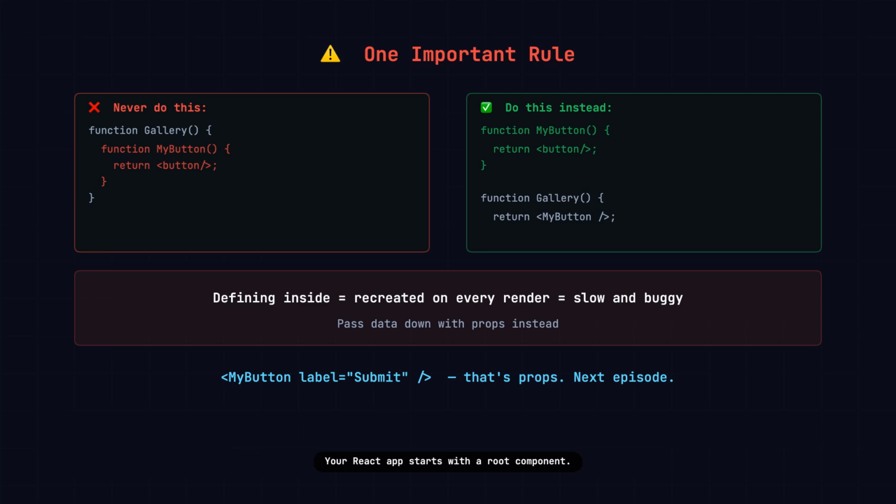Your React app starts with a root component. Most React apps use components all the way down. Not just for small things like buttons, but for large sections like sidebars and pages. Components are how you organize and structure your entire UI.